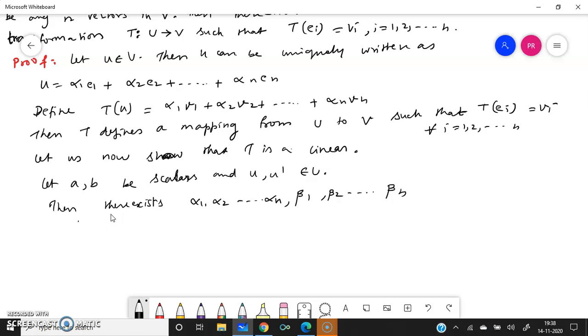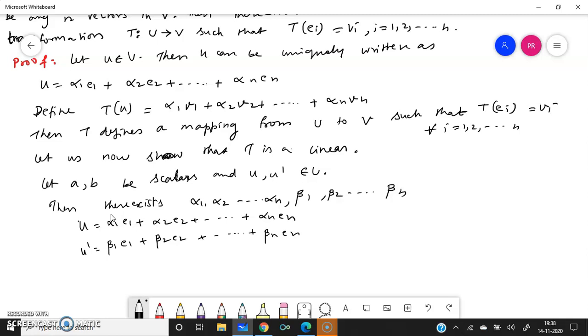u can be written as alpha 1 e1 plus alpha 2 e2 plus and so on plus alpha n en. Same way, u dash also can be written as beta 1 e1 plus beta 2 e2 plus and so on plus beta n en.